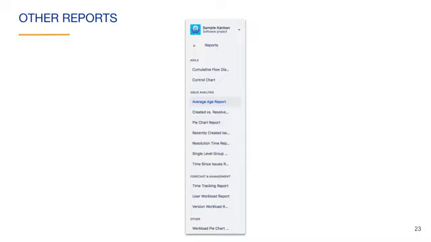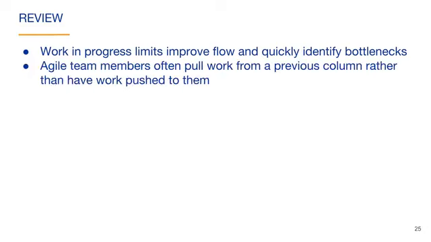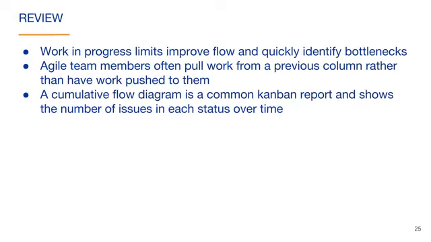We have seen just two examples of the reports that Jira automatically provides for Kanban projects. In the lab, you can feel free to explore more of the reports. Here is a review of what we've discussed in this video. Work-in-progress limits improve flow and quickly identify bottlenecks. Agile team members often pull work from a previous column rather than have the work pushed to them. A cumulative flow diagram is a common Kanban report and shows the number of issues in each status over time.